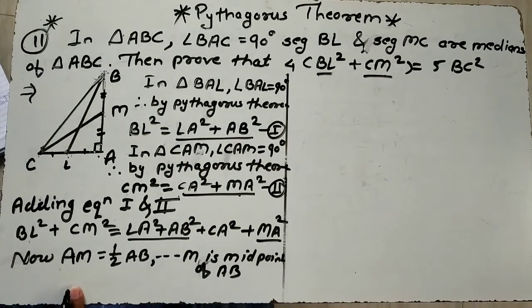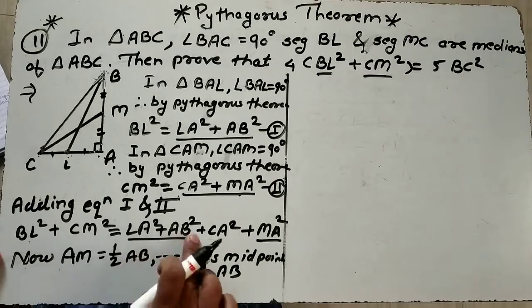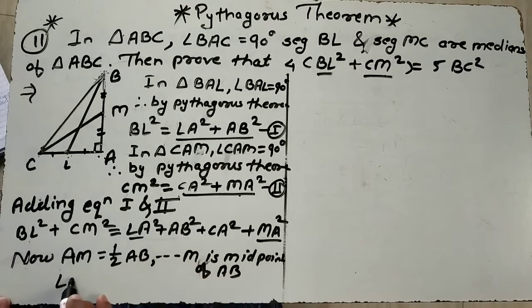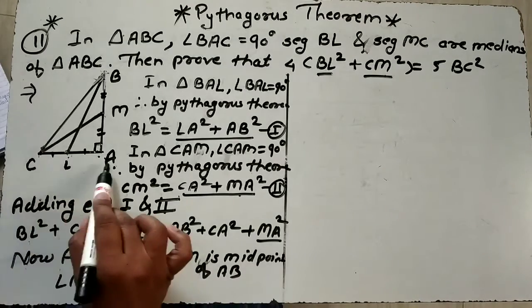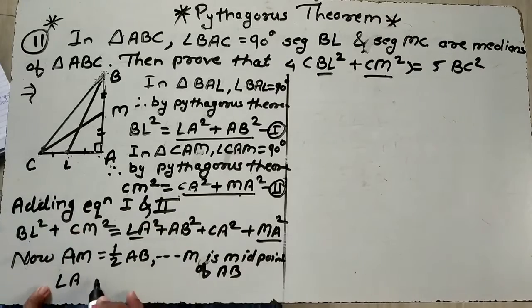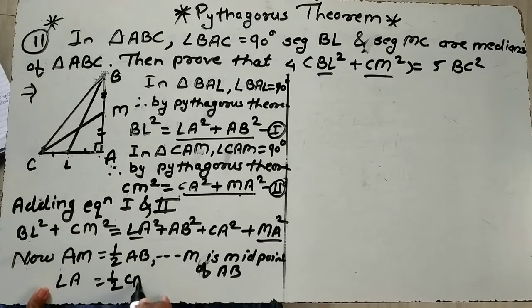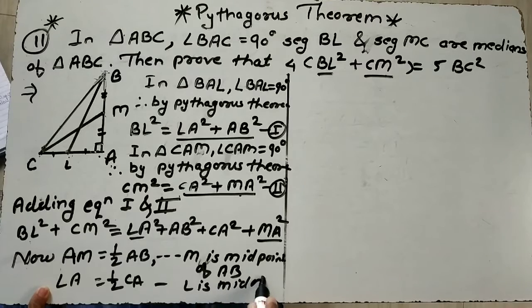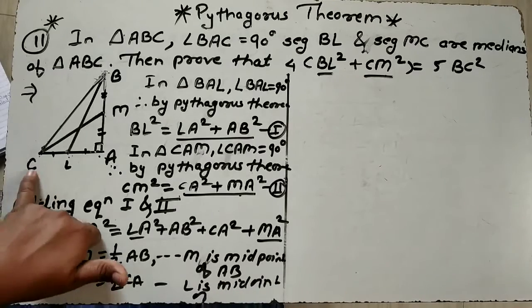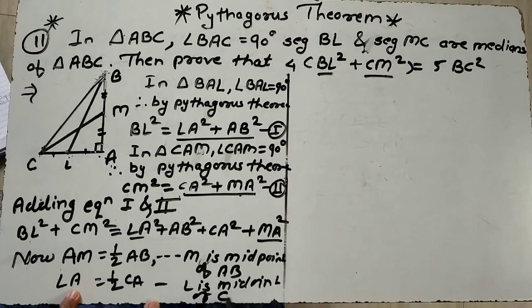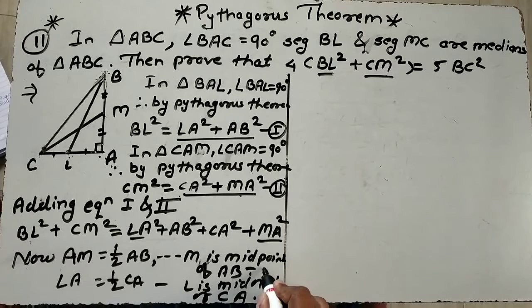In the same way we will find the value of LA. As you know, L is the midpoint of CA, so LA is equal to 1/2 CA, and the reason is that L is the midpoint of CA. Now, this is the third.